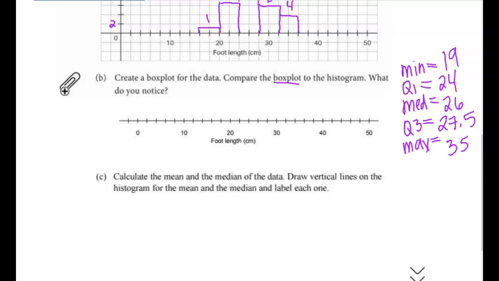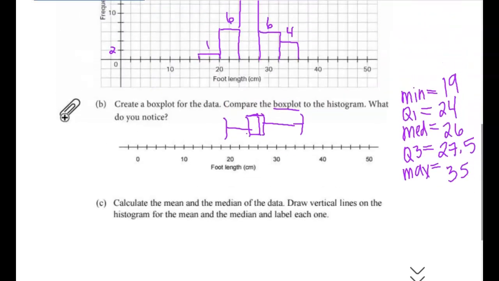So when we draw a box plot, just sketch it really quick. The minimum is 19, so that's about right here. The Q1 is 24, so 20, 23, 24 right here. The median is pretty close to it, 26. And then the Q3 is 27.5, so it's right here. And then our max is 32, right there. It doesn't look pretty, but just sketch it, okay?